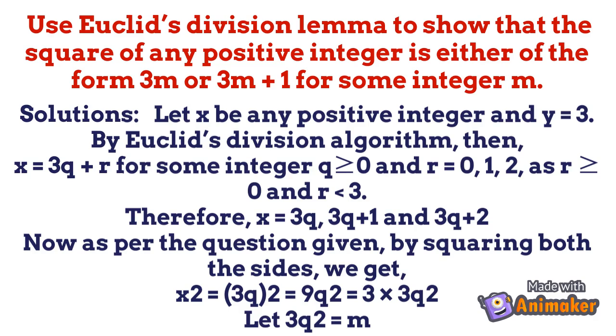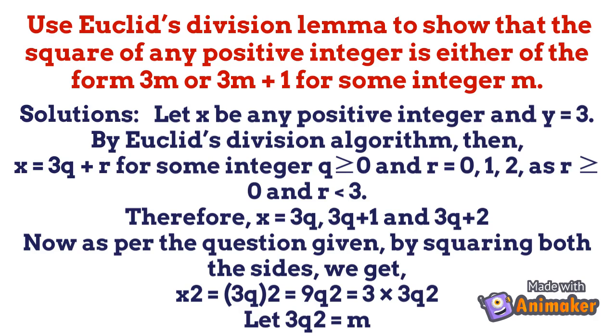And here our b is 3, our y is 3, right? So r will be what? 0, 1 and 2. So our expressions for x will be 3q, 3q plus 1 and 3q plus 2. Why 3q plus 1, 3q plus 2? Because we are adding the remainder at the back.